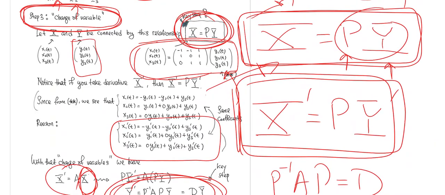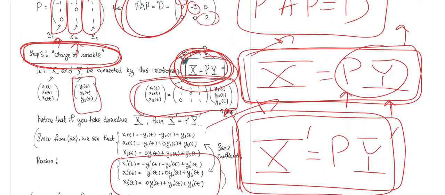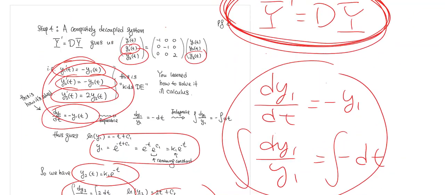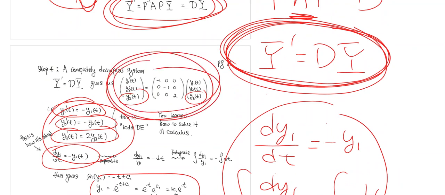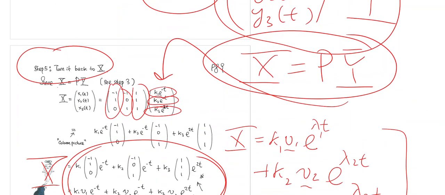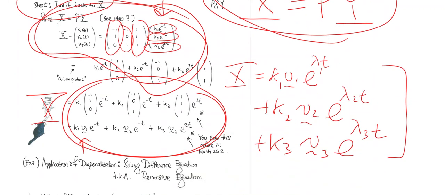But with this change of variable, this change of variable critically involves the diagonalization process, because the P here is exactly the same P that diagonalized matrix A. So once you have that, you can see that you completely decouple this differential equation. The system of differential equations is now completely decoupled, which is so easy to solve. Solve the decoupled system, and then write it back, reconnect it back to the x variable, and you'll see your answers look like this.